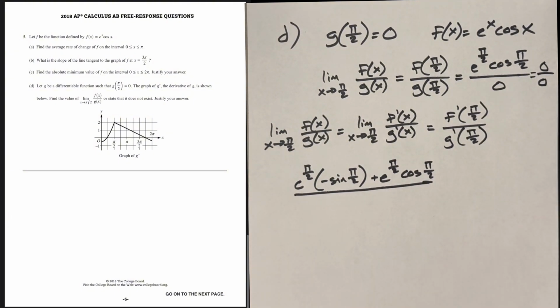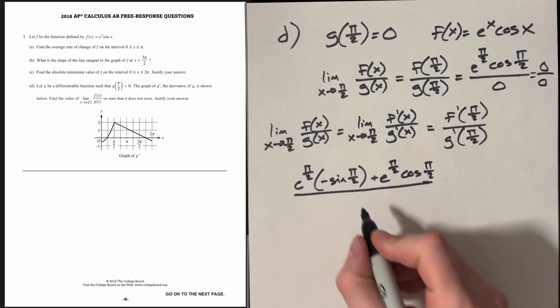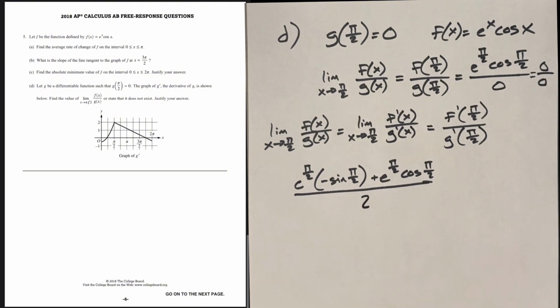And we can solve for that using the graph of g prime that they give us. Now we look at the graph and we see, okay, at pi over 2 there's a sharp turn. So our derivative would be undefined, right? But we need to be careful. That's a graph of g prime, and g prime at pi over 2 is equal to 2. It has an actual value. The second derivative of g would be undefined. So we have to be careful of that.